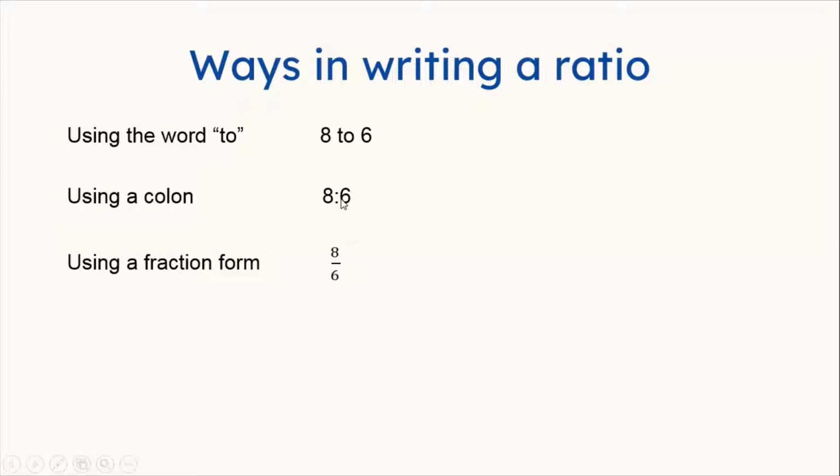There are three ways of writing a ratio. Number one, using words, like for example 8 to 6. We can also write a ratio using a colon. This is the example. And lastly, we can write a ratio in fraction form. So we have here 8 over 6. Remember, we have three ways of writing a ratio: using words, using a colon, and using a fraction form.